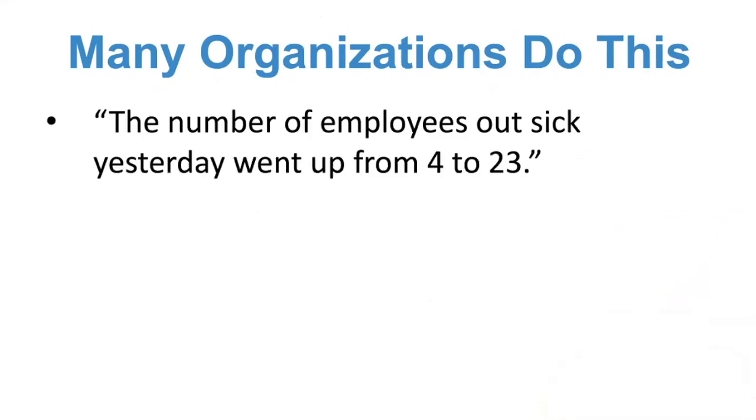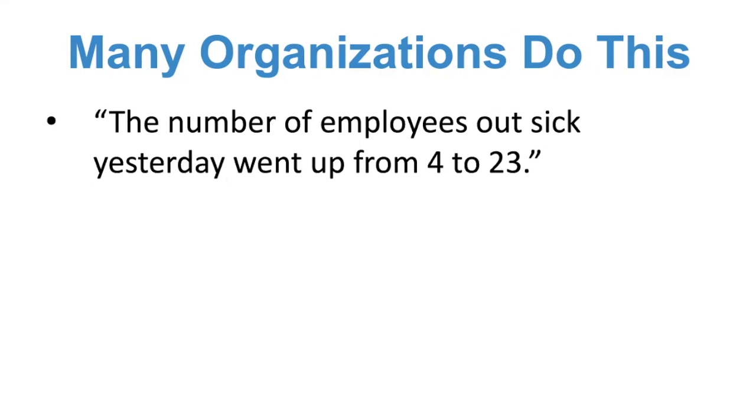My friends at Memorial Health System in Ohio have really been using process behavior charts. They've been doing so in the context of preparing for what might have been a wave of COVID-19 patients. So they were trying to avoid behaviors like this, where somebody in a meeting might say, the number of employees out sick yesterday went up from 4 to 23. That might be factually correct, but it's missing a lot of context.